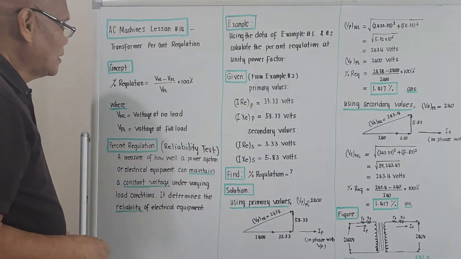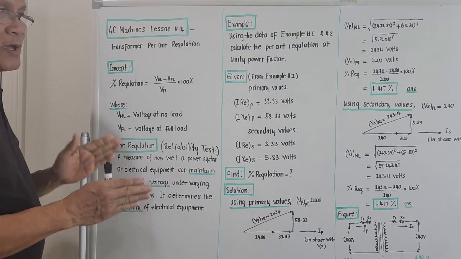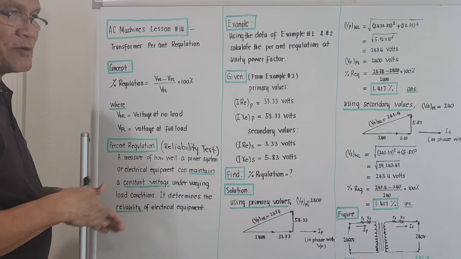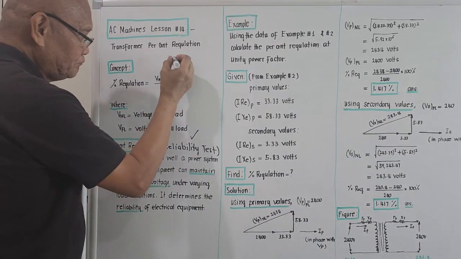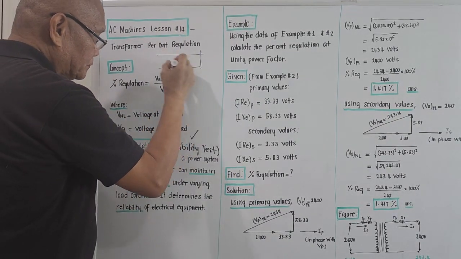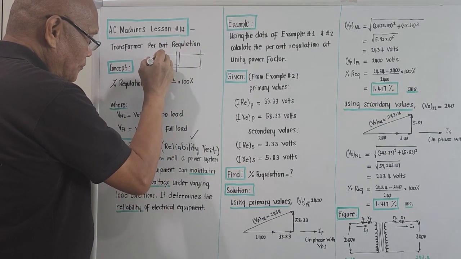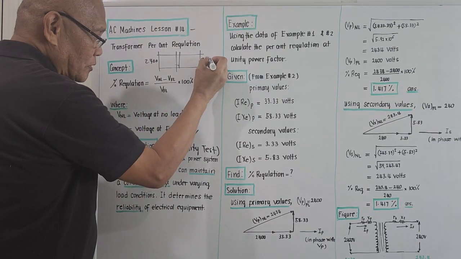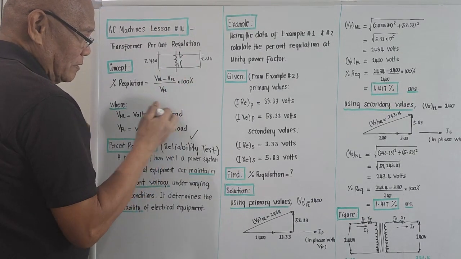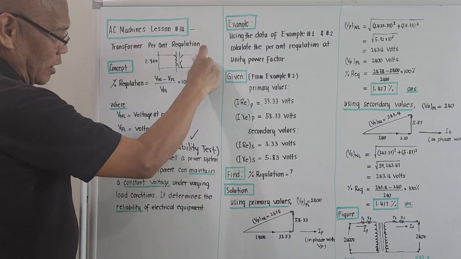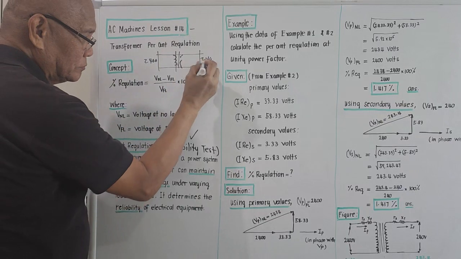Let's proceed. Since we now know the definition of regulation, percent regulation in summary is just the reliability test. If this is 2400 and this is 240, this is now the transformer, right? If the voltage going to our houses is 240, this 240 here is actually the voltage at full load condition.